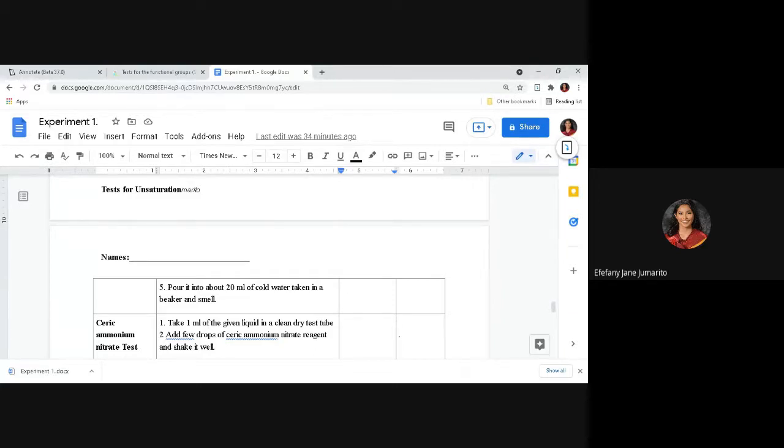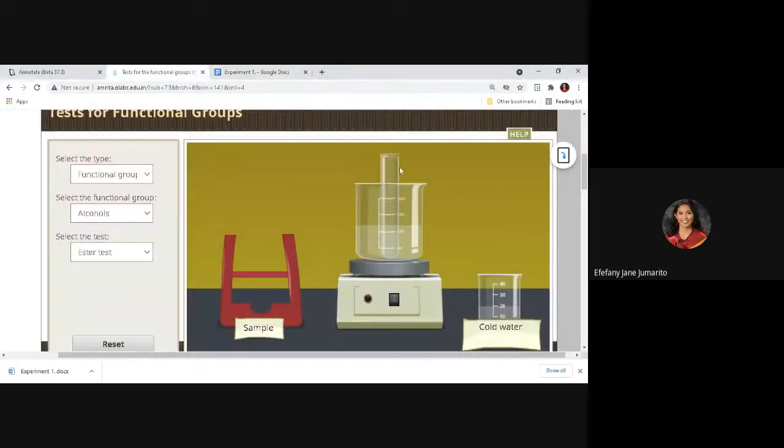Okay, procedure 5. Pour it into about 20 ml of cold water taken in a beaker and smell. Okay, so we are going to pour that. So this one is our sample. All right. So when you are in a laboratory, smell it, class. Okay, smell.